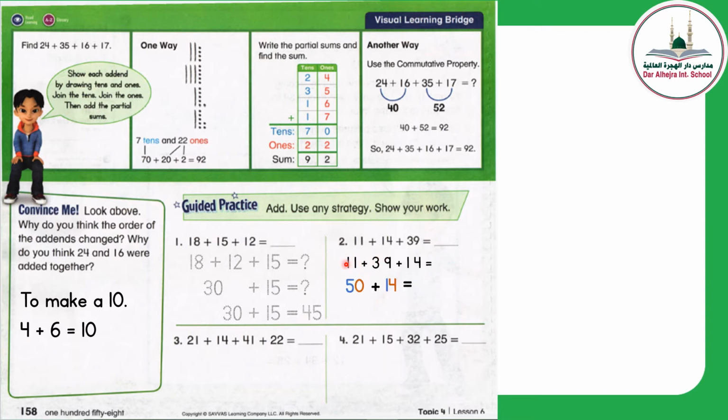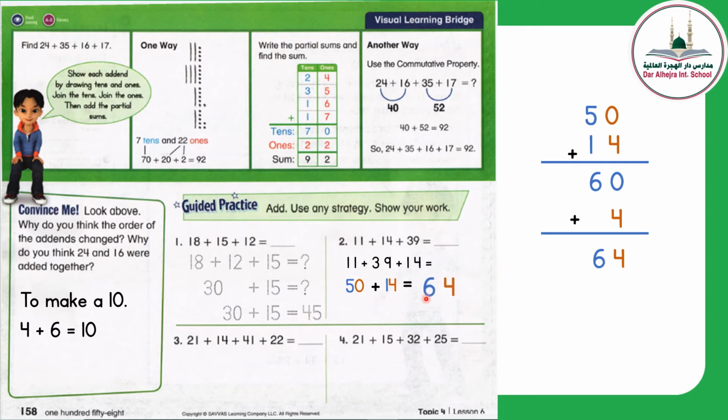Now I have got the sum of 11 plus 39 equals 50. In the next step, I'll be adding the remaining 14 to the sum of these two numbers, 50 plus 14. So I can copy this equation like this: 50 plus 14. 5 and 1 in the tens place makes 60, and 4 and 0 makes 4. So 60 and 4 together makes a total of 64. My sum is 64, and I can copy this final sum here. 50 plus 14 equals 64.